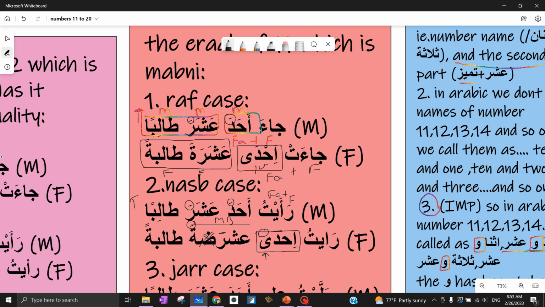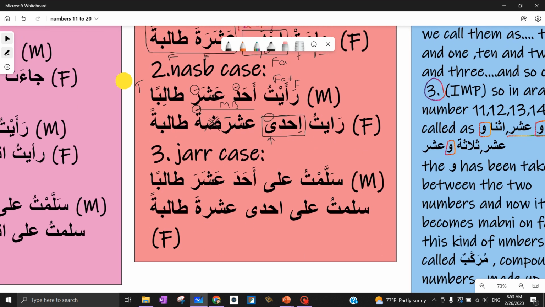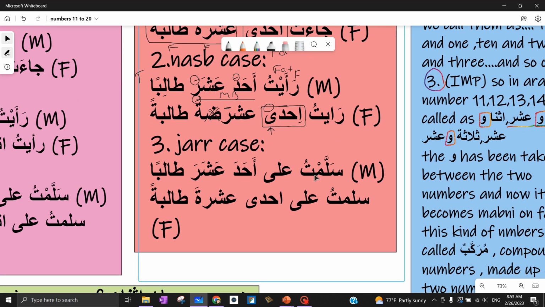And let's see what happens in the jar case. Now since this is harf jar, what happens to the ahada ashara? This is in ism majroor position, right? Since it is in ism majroor position, it should have a kasra here, but no, it is built on fatha in the jar case also.